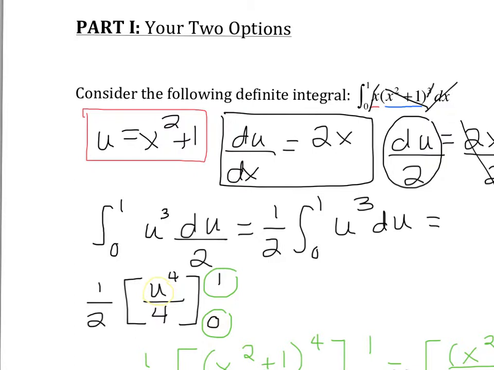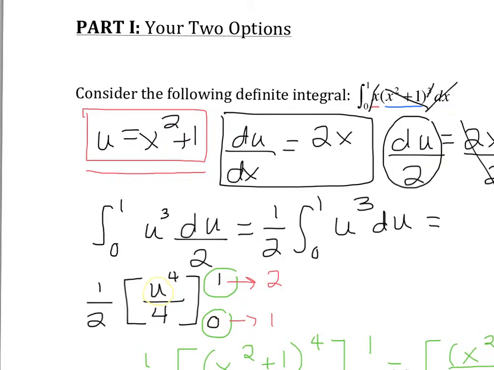So let's take a look at this limit of integration right here, when x is equal to 0. That, by the way, is a poorly drawn arrow. When x is equal to 0, if I go back to my definition of u right up here, when x is 0, u will be equal to 1. And when x is equal to 1, based on our definition, u will be 1 squared plus 1, 2.